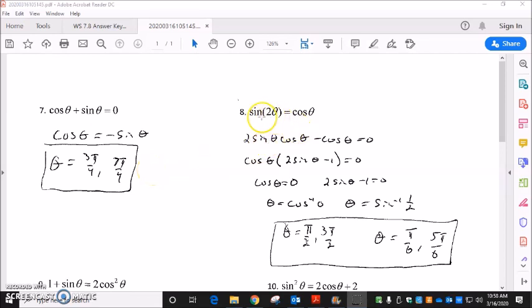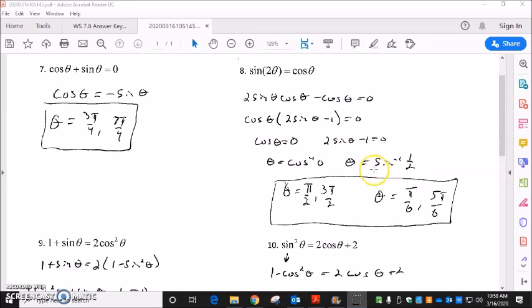Number 8, I took the sine double angle and I replaced it with the double angle formula. Now it looks like that didn't get me anywhere because I still have sines and cosines. However, I have 2 terms that both have the word cosine, so I can factor that cosine out. I can then set cosine equal to 0, or I can set 2 sine theta minus 1 equal to 0. These two mini equations, this one only involves cosine and this one only involves sine, so I can solve each one of those individually, and this one has 4 different angles that are solutions to that equation.